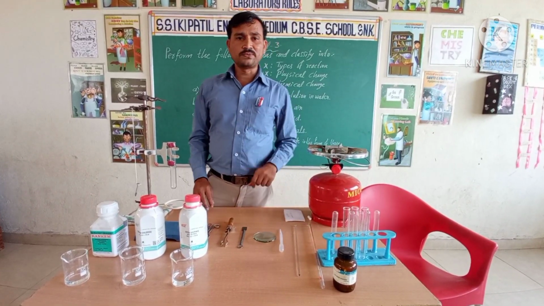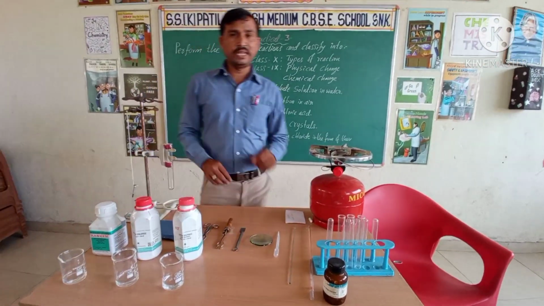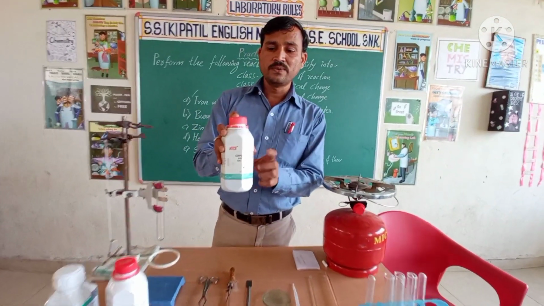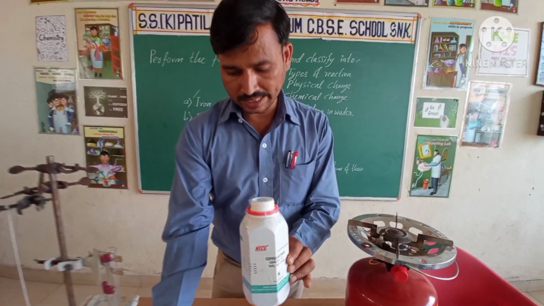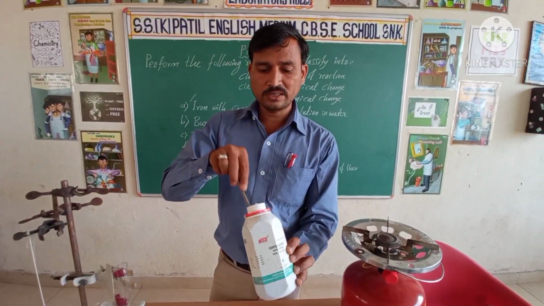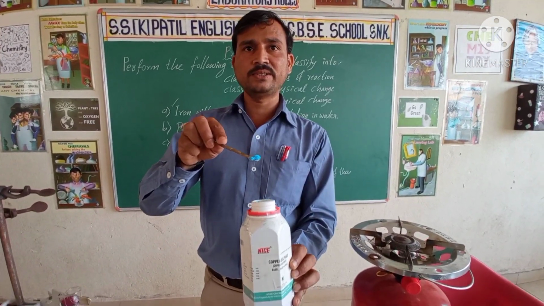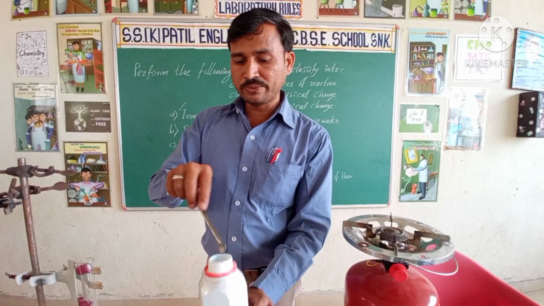So as per the first, iron reacts with copper sulphate solution in water, which means we need to prepare the solution first. Copper sulphate is in the form of crystals. Yes, I removed this lid already, because time should not be wasted. Here are the copper sulphate crystals. Can you see this blue color? Yes, we'll prepare a solution with water first.